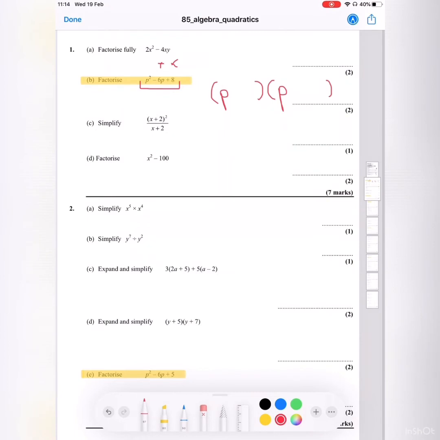So therefore, if they times to get a positive but add to get a negative, we know they both must be negative because otherwise you cannot get a positive when timesing. So the 2 numbers that times to get 8 and add to get minus 6, well, if we work through all the numbers, you'll eventually find that it must be minus 2 and minus 4.